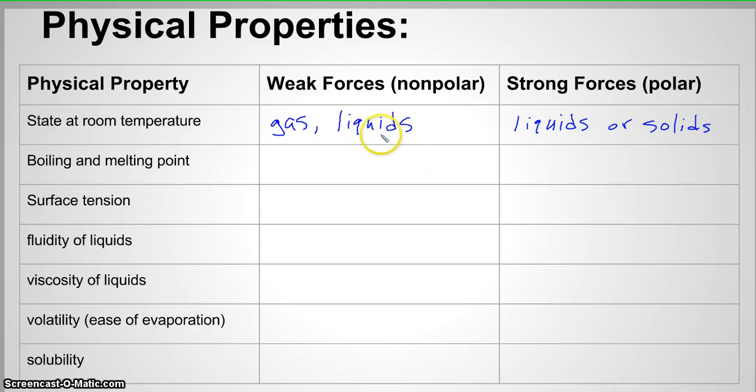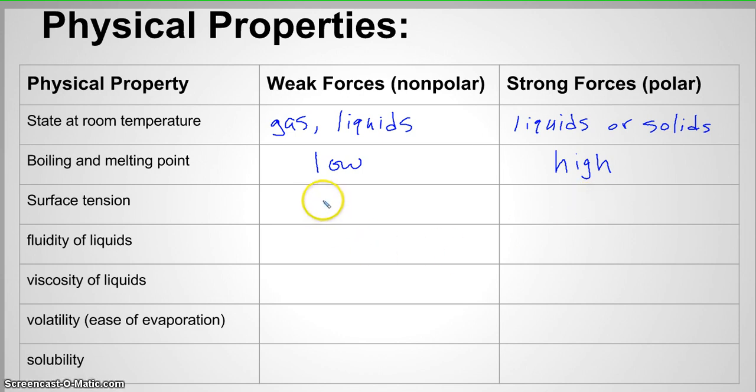If we have nonpolar things and they're held together by weak forces, then the boiling and melting points will be low. Right? It's not going to take a lot of energy to remove those molecules from each other. So they're going to have low boiling points, low melting points. As our polarity increases and the attractions between the molecules increase, it's going to take a lot more attraction to remove the molecules from each other, and we get high boiling and melting points.